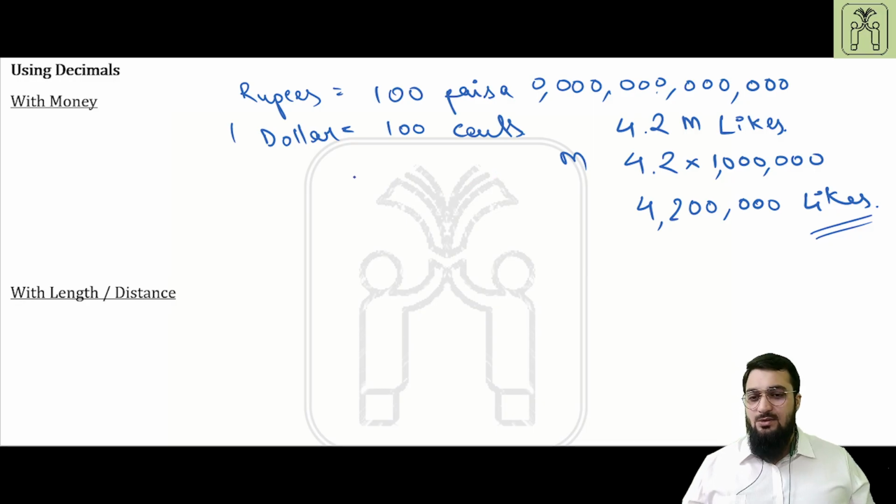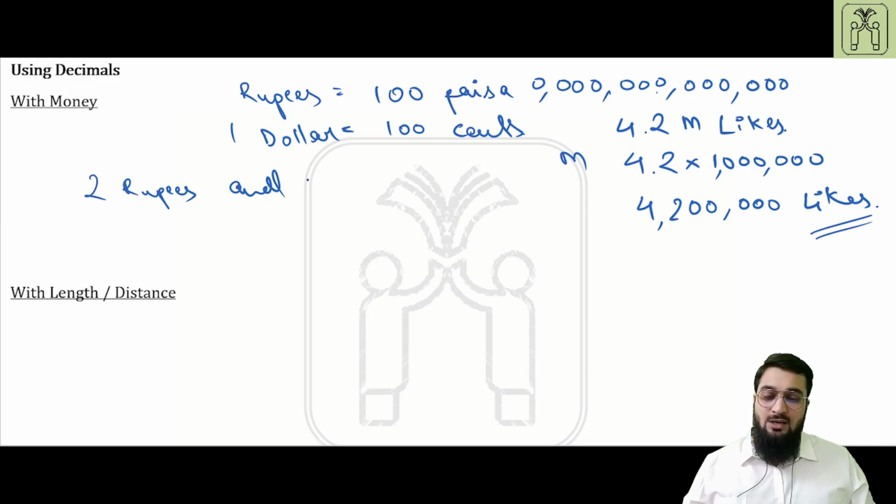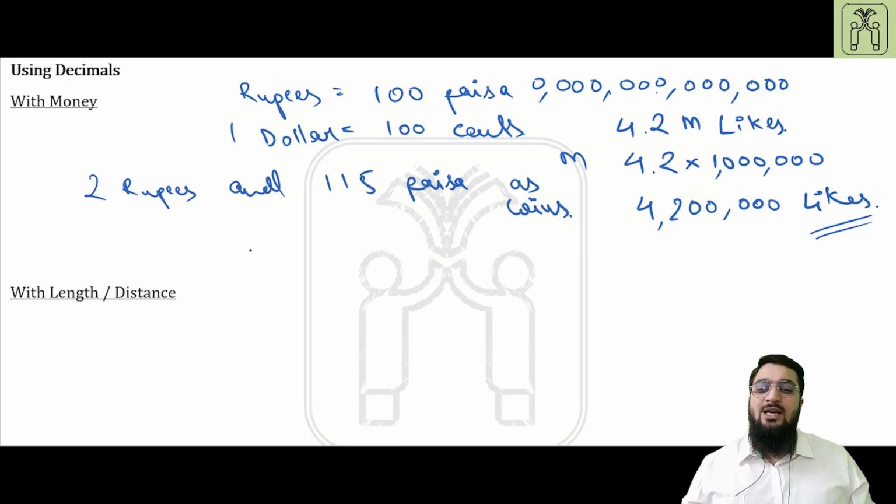Coming to some examples. For example, I say that I have 2 rupees and I have Paisa coins, 115 Paisas as coins. So how will I write this in decimal? Here is the catch. Because you know that 1 rupee consists of 100 paisa, therefore 115 is greater than 100. That is, 115 upon 100 is making an improper fraction.